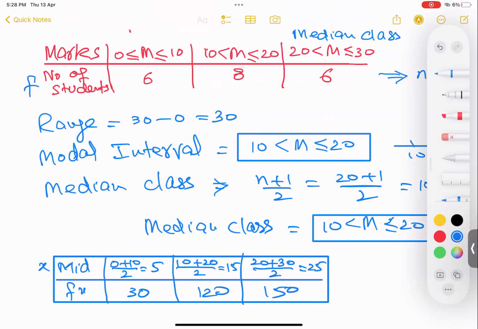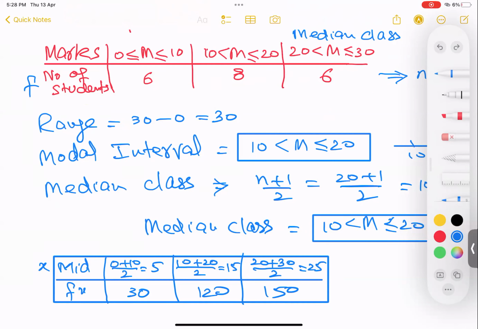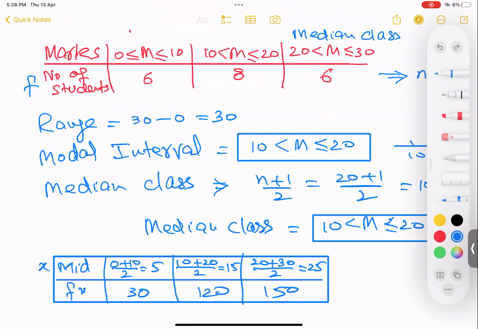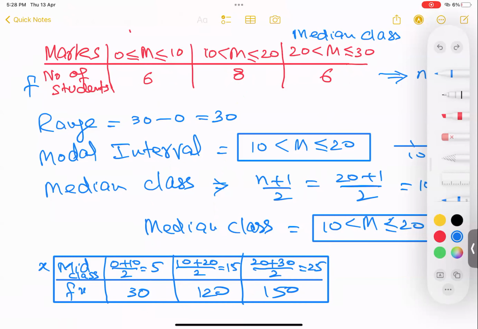I repeat again. If you're not understanding at all, hold on. So this is called frequency. Done. So this extra column I made myself is called x or mid class. How did I get it? So that you know it very well: add them, divide by 2, I got this answer. So this 5 into 6, I got 30. This 15 into 8, I got 120. 25 into 6, I got 150. And I believe you are understanding it very well.